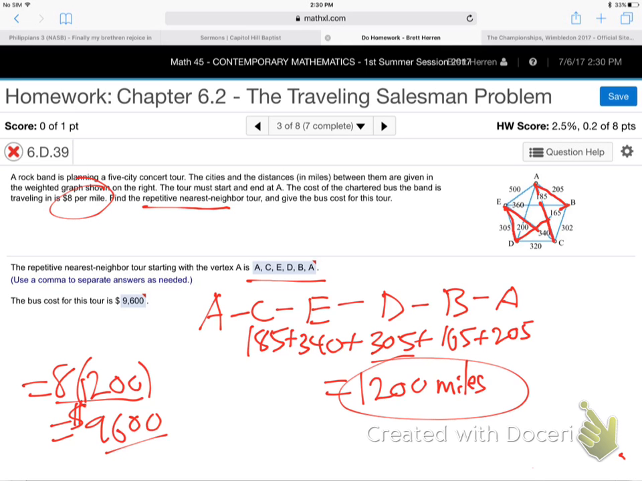Is that good? Is that okay? Questions on that? Anything I can answer? All right, so repetitive nearest neighbor on that. Methods.